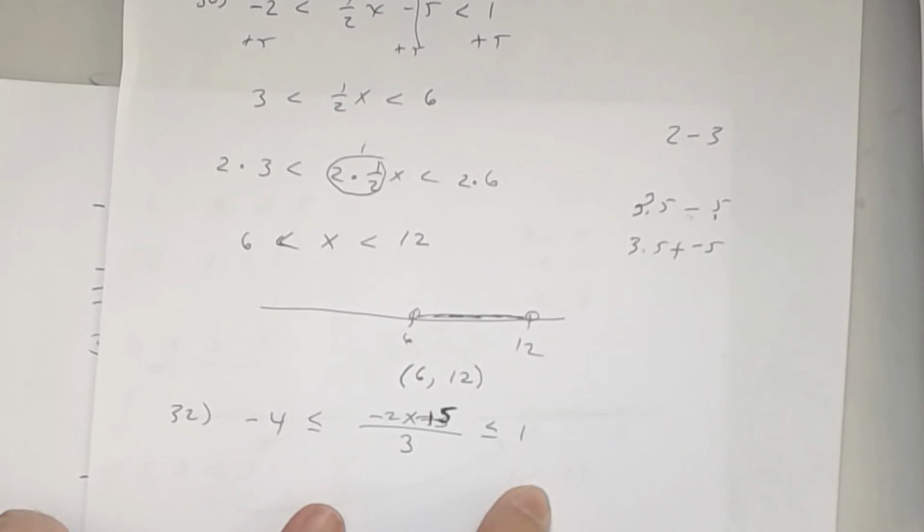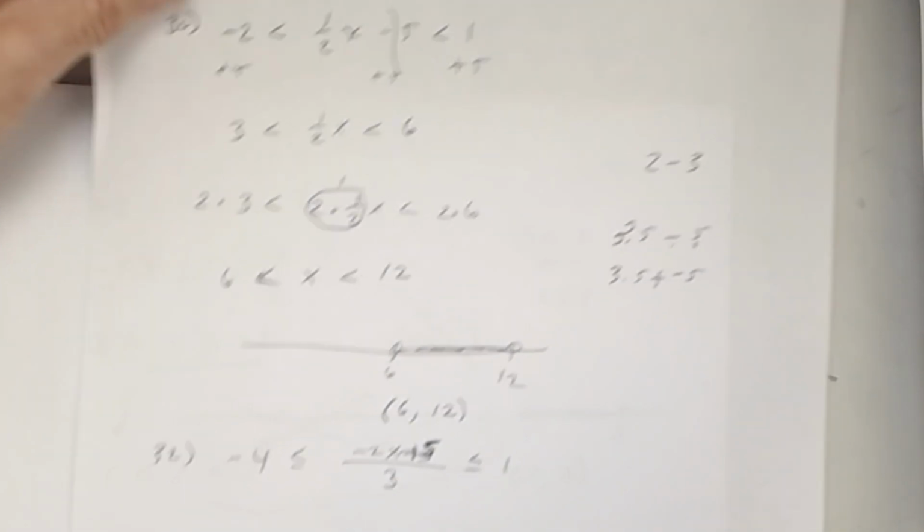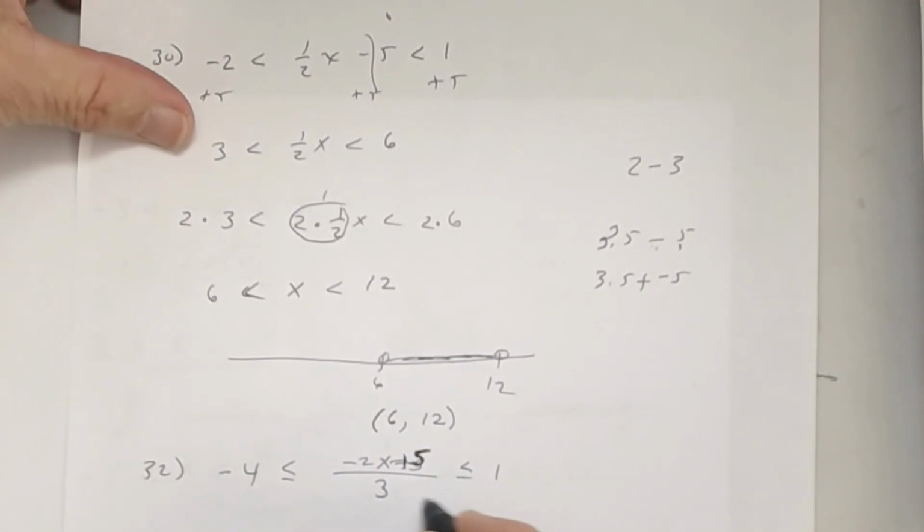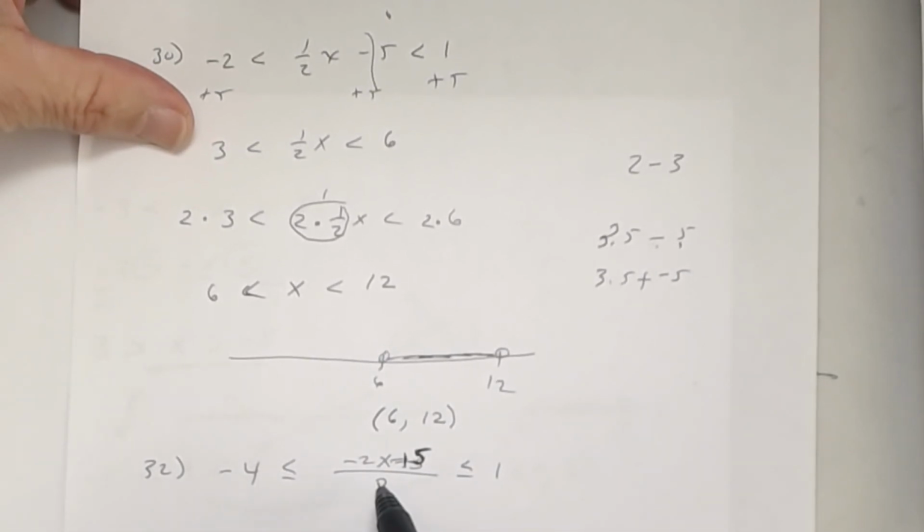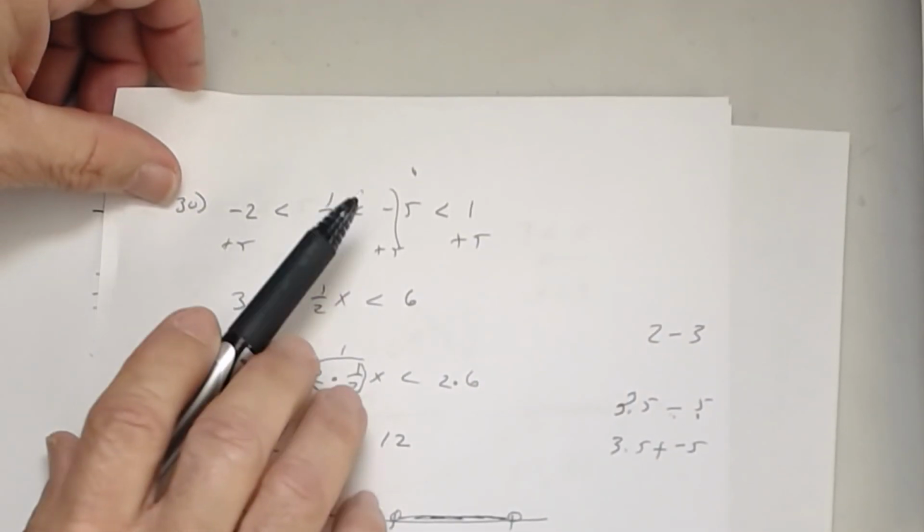Yes? It's -2/3 x plus 5/3. So again, do not say subtract 5, subtract 5, subtract 5, because that is not -2/3 plus 5. It's -2/3 x plus 5/3. Okay, so it looks different than this one. Okay?